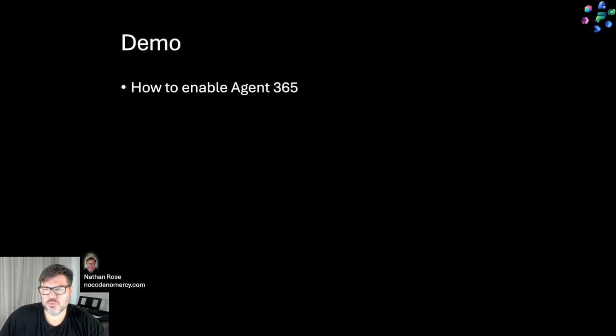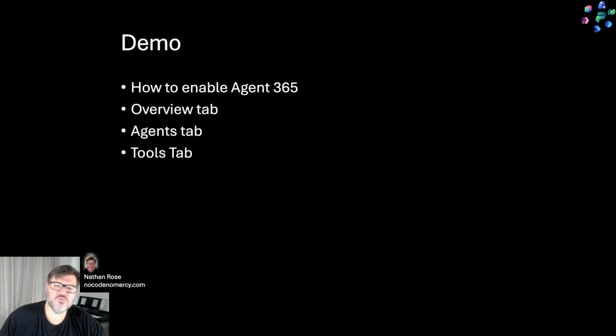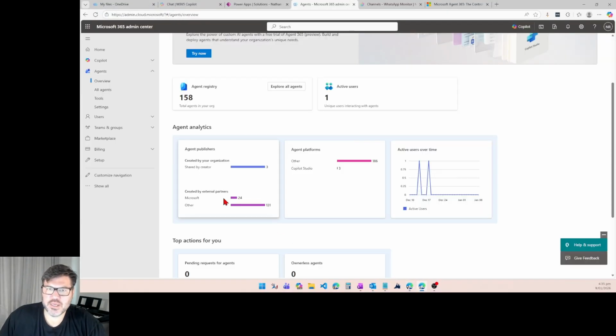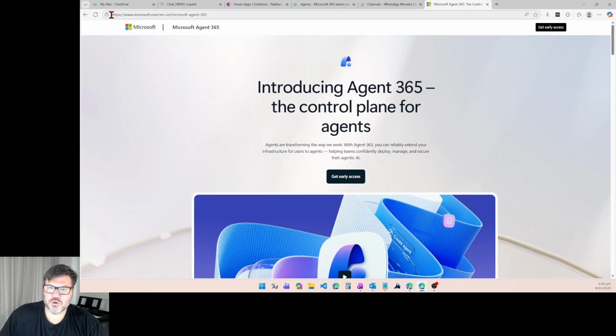All right, let's get hands-on. I'm going to show you how to enable it, and then some of the various features from the overview to the agents to the tools and the settings. So let me pop out of presentation mode, and let's go into my environment. So the first thing, how do we enable it? What you're going to want to do is go to this URL.